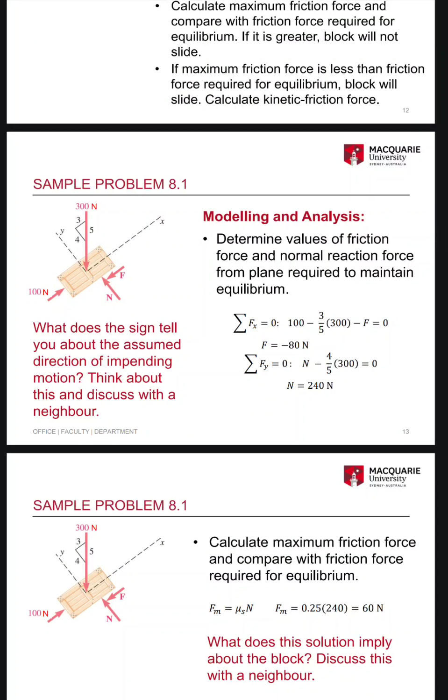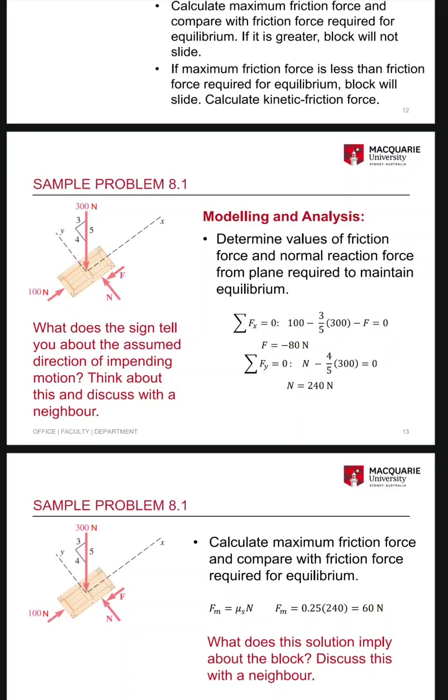Modeling and analysis. Determine values of friction force and normal reaction force from the plane required to maintain equilibrium. F equals minus 80 Newton and N equals 240. Sum Fx equals 0: minus 3 by 5 times 300 minus F equals 0, so F equals minus 80 Newton. And sum Fy equals 0: N minus 4 by 5 times 300 equals 0, so N equals 240 Newton. What does the sign tell you about the assumed direction of impending motion?